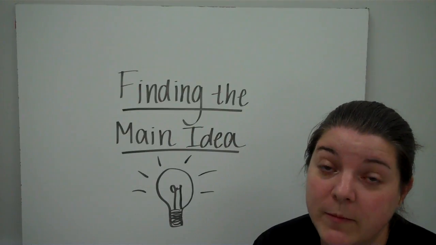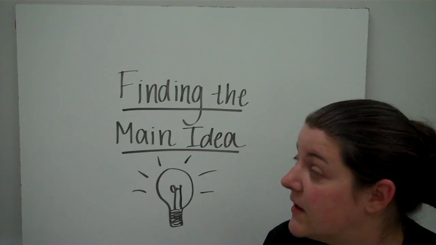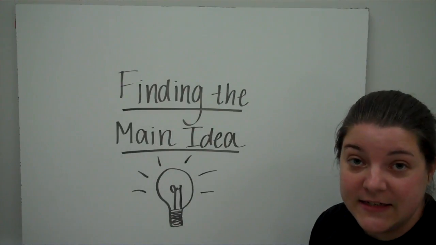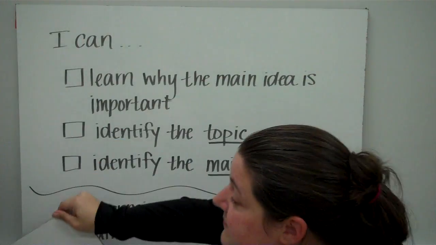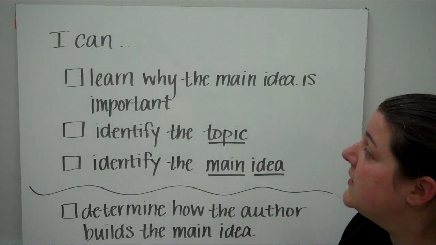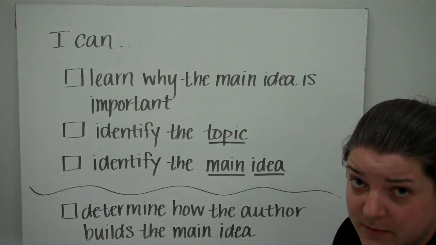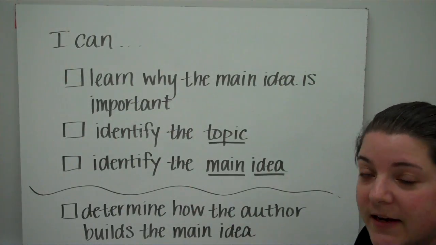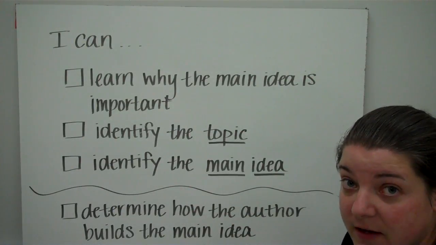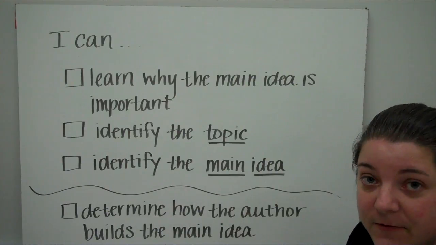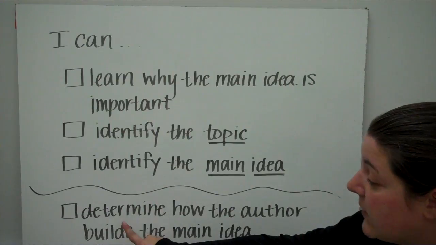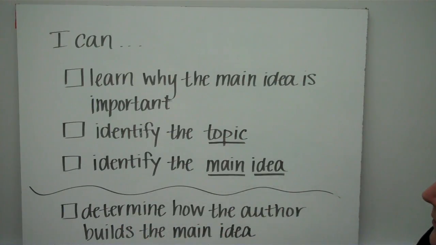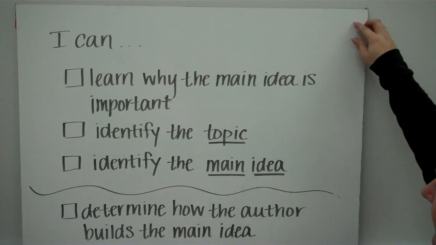Today, the work that we will be doing is based around the skill of finding the main idea. So, our icons for this lesson are 1, I can learn why the main idea is important. 2, I can identify the topic. 3, I can identify the main idea. And then when we get into class, we'll be working on this, which is determine how the author builds the main idea.